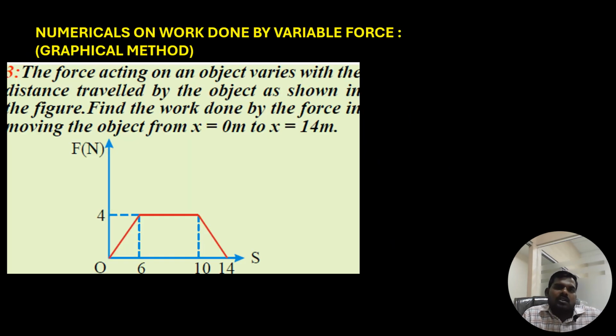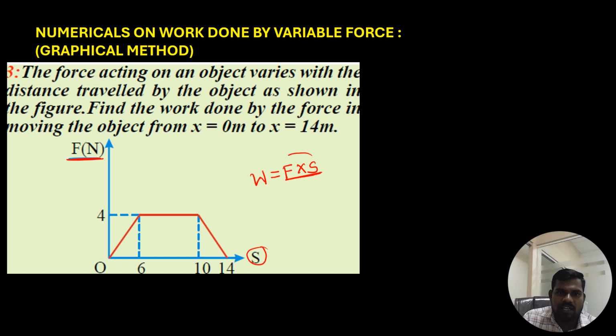Next, we can see graph type of questions in this case: numericals on the work done by variable force. Graphical methods we have to see. So here one graph is given. The graph has force on the y-axis, and on the x-axis it is given distance, nothing but the displacement, as I discussed in the concept. So force into displacement, this is a multiplication, I said multiplication is nothing but area, so nothing but work done. Work done formula you already know: work is equal to force into displacement.